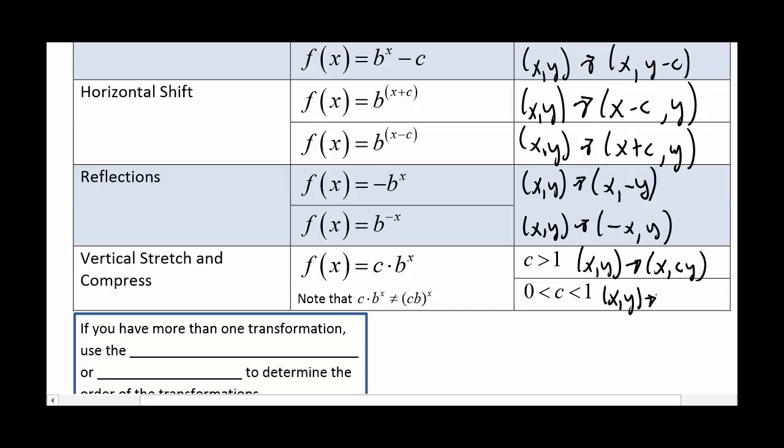We actually have terms for this, so let me remind us. If that constant is bigger than 1, we call that a stretch. If it's a positive number between 0 and 1, we call that a compress. The negative actually creates a reflection. Okay.